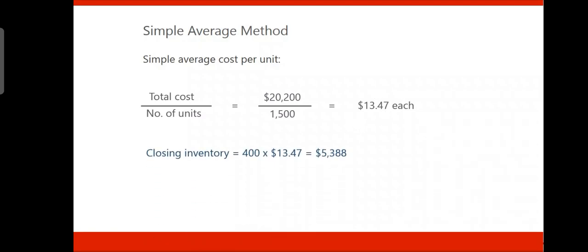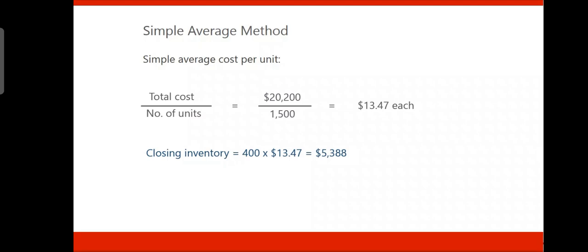And then we say how many units do we have. And as I told you earlier, the number of units will not change. The number of units will remain 400. So 400 multiplied by 13.47, you come to 5,388. Now this is a third value for inventory. Under the FIFO method, it was 6,000. Under the LIFO method, it was 5,700. And under the simple average method, this is 5,388.